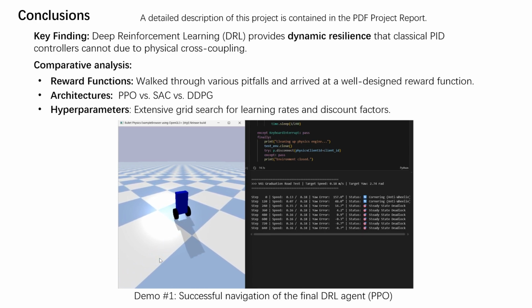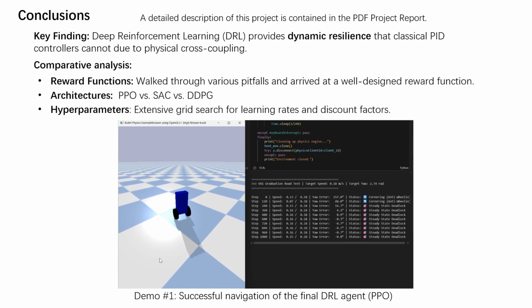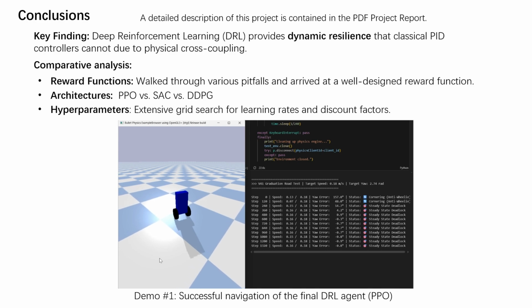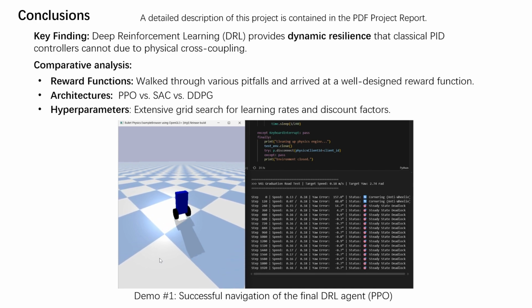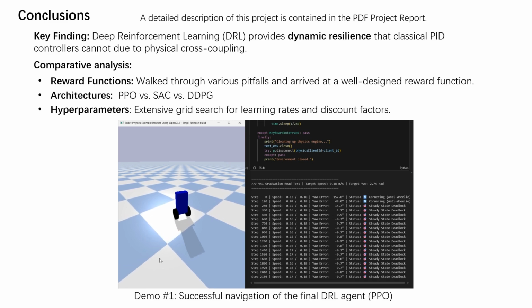Beyond the final model, we also performed a thorough comparative analysis, working through various reward functions and benchmarking PPO against SAC and DDPG. We also conducted an extensive grid search for learning rates and discount factors. You can find this in the PDF project report.